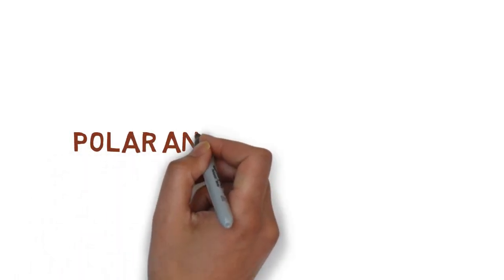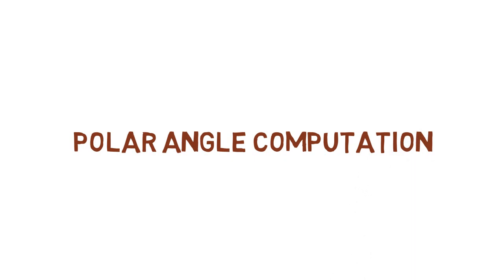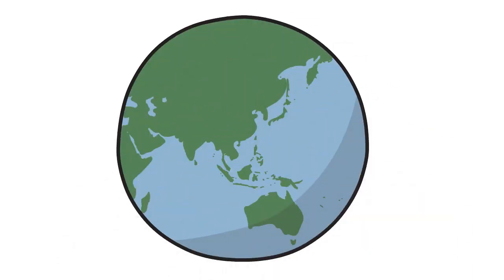Hello everyone. In this session, we will learn about polar angle computation. In a two-dimensional figure, the Cartesian coordinates specify the location of a point in the plane. The coordinates are defined as x, y and the point as P.